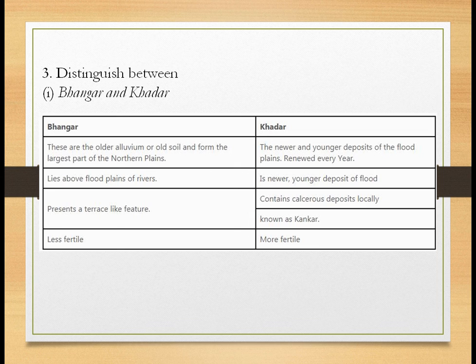Generally the cadets every time write the Khadar part for Bhangar and the Bhangar part for Khadar. Don't do that. Bhangar means the old alluvium and Khadar means the new and younger deposit of the floodplain, renewed every year.